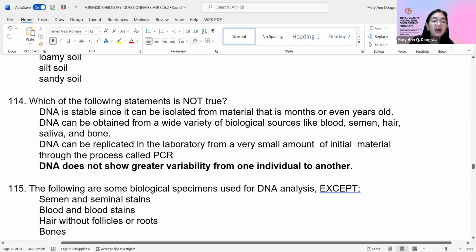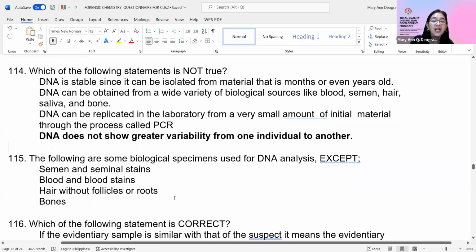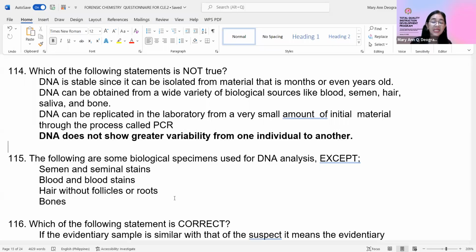The following are the biological specimens used for DNA. Which of the following is not accepted? A, B, C, or D?